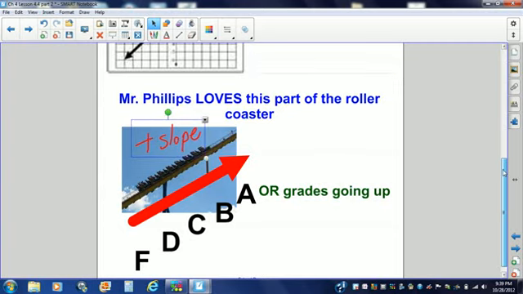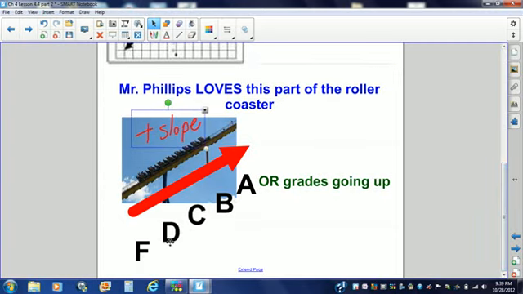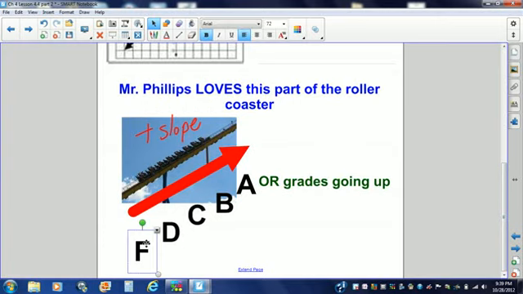Positive slope. If the roller coaster is not working for you, think of it as your grades. Your grades are going up. You had an F, then a D, then a C. You're at a B. You're trying for that elusive A, like the Cubs have been trying for the elusive World Series since 1904, but who's counting?